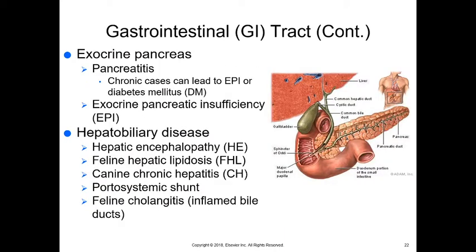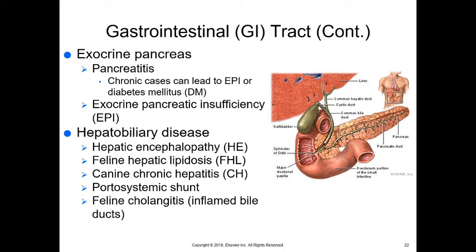The pancreas and the liver are part of the GI tract. They help with digestion, so we do consider them part of the GI tract. Pancreatitis is a really common disease that we see with dogs, especially dogs that have been fed some extra treats around holidays when somebody thinks, oh, they would like the extra turkey or the whipped cream or the stuffing.